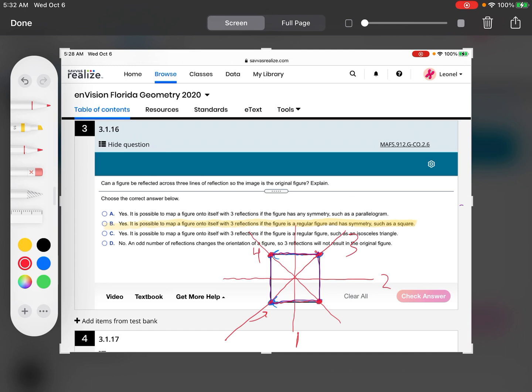So the answer is B. An isosceles triangle only has 1. So if you look at option C, an isosceles triangle might look something like this, where this side is the same as this side. There's only 1 line of reflection for this type of triangle. It goes right through the middle like that. So you couldn't do it with 3 lines of reflection.